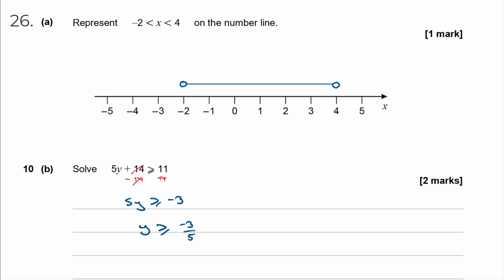Now, there's no reason for you to convert that into a decimal. You're not a computer. Fractions are your friends. Just leave it like that. Move on. y is greater than or equal to -3/5.